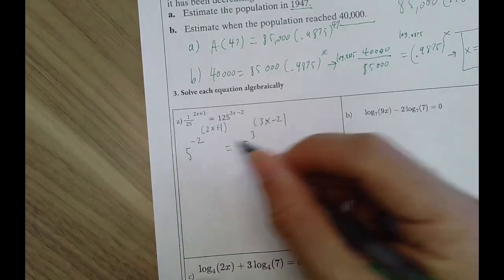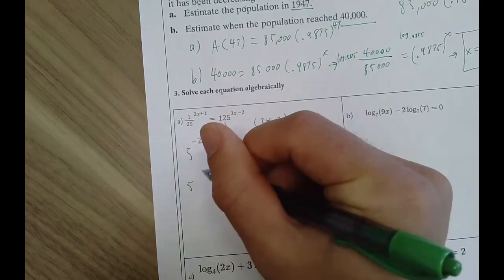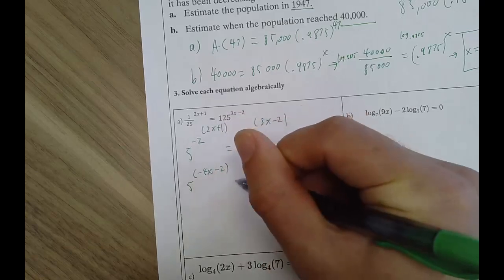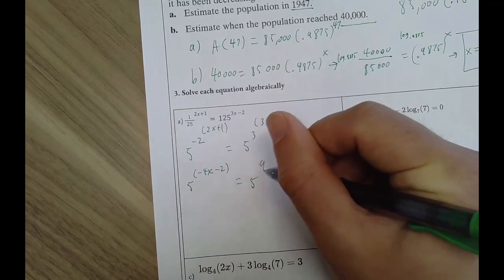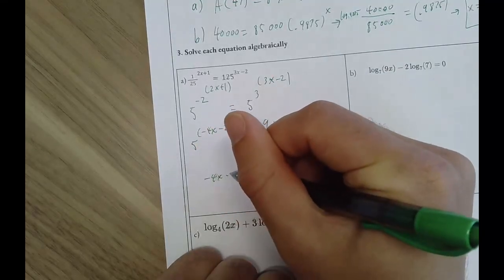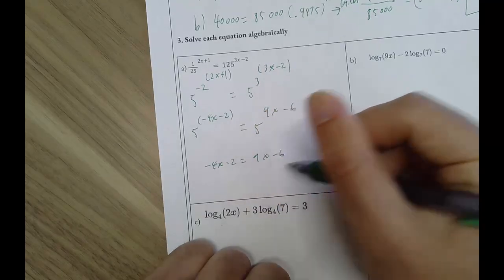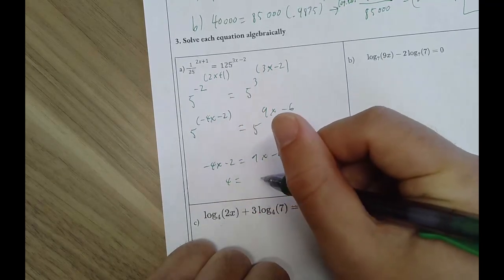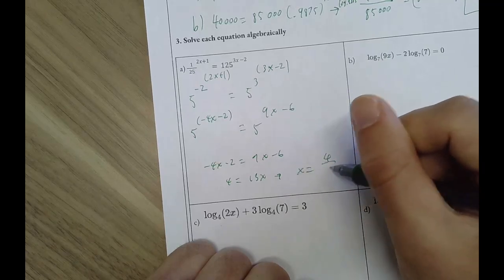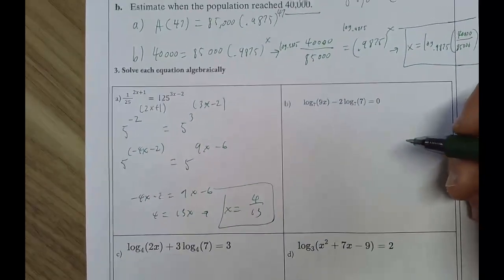Now I'm basically setting these equal to each other. We're going to distribute with the power rule: 5 to the negative 4x minus 2 equals 5 to the 9x minus 6. Then we set the exponents equal to each other: negative 4x minus 2 equals 9x minus 6. So 4 equals 13x, and x equals 4 over 13.